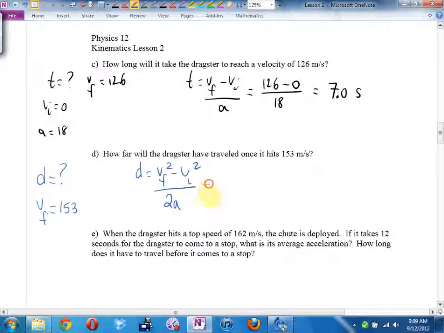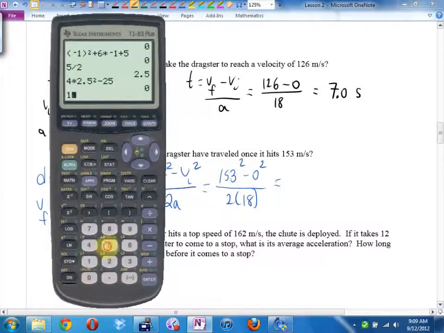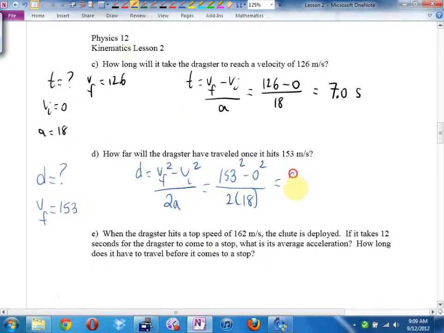Okay, V final, 153 squared minus 0 squared, which is 0, all over 2 times 18. All right. 153 squared divided by, I know that 2 times 18 is 36, so I'm going to do some of the arithmetic in my head because I like to. 650.25 would be incorrect because that's 5 sig figs. Okay, I'll go with 6.5 times 10 to the 2 meters, or you could have said 650 meters, good with that too, or 650 decimal point meters, that'd be the 3, that's fine.